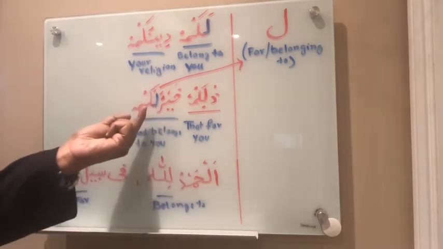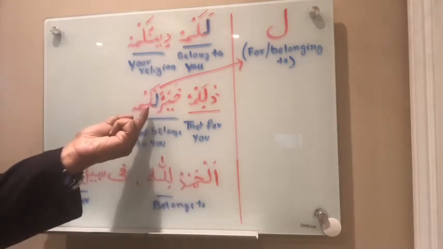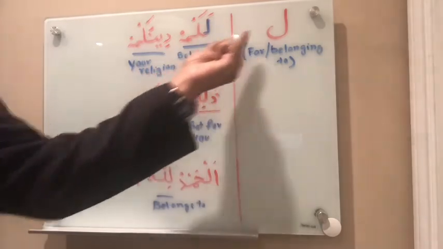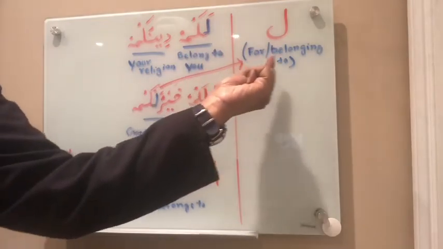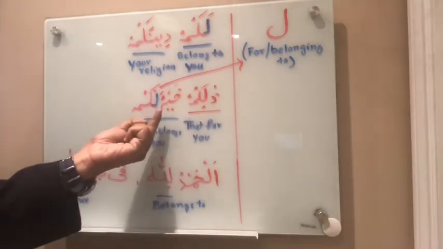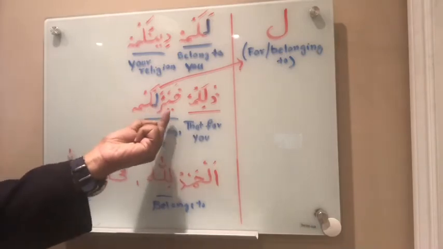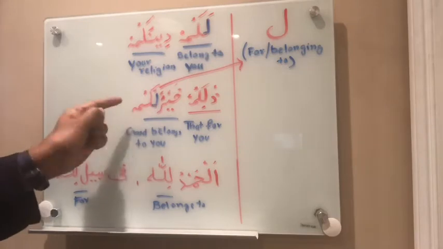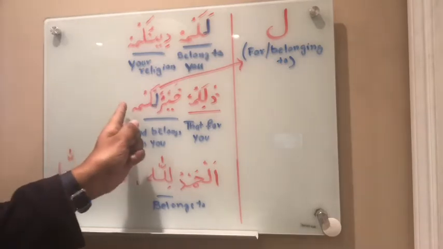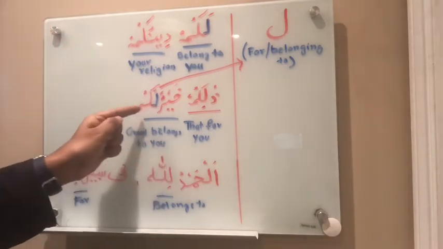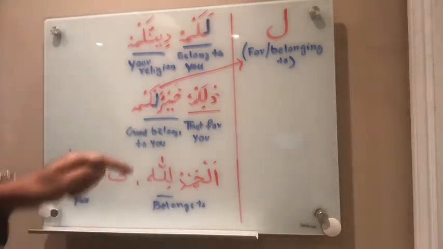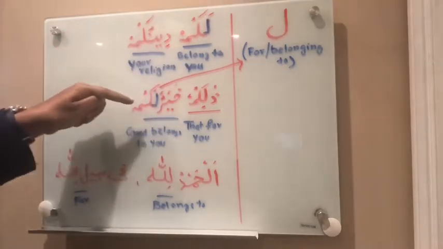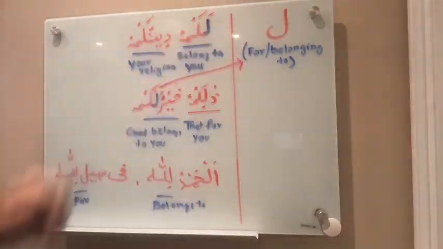Khair. Why is this lam here? Because that's a preposition which means for or belonging to. Khairul, goodness, good, belong to whom? Kum. Kum is a connected pronoun pointing to you. Khairul lakum. Right, so we've seen two examples of lam, which means for or belonging to.